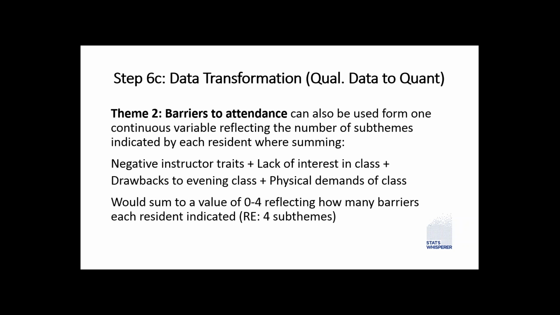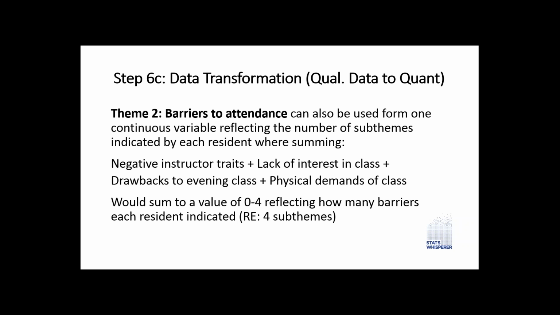Now, another way, so this is the third way. The third way, we could convert that qualitative data into a quantitative variable. The first one, yes/no variables. The second way, one categorical variable with the response categories. This is the third way.